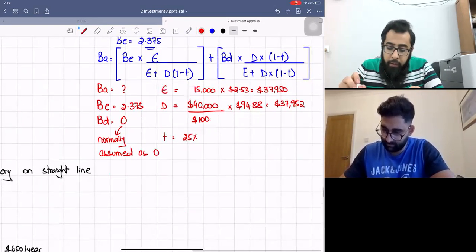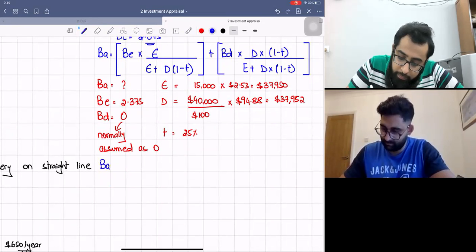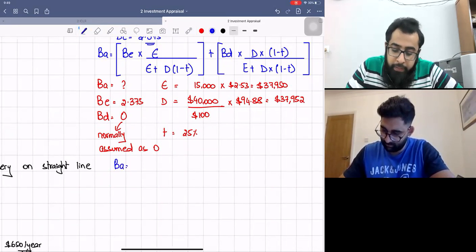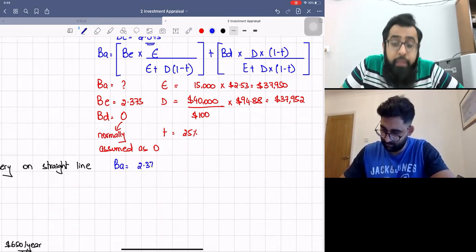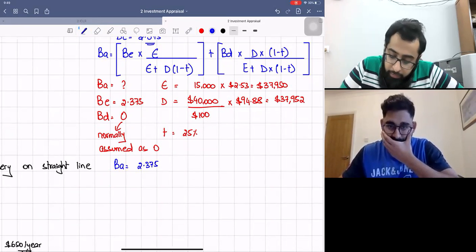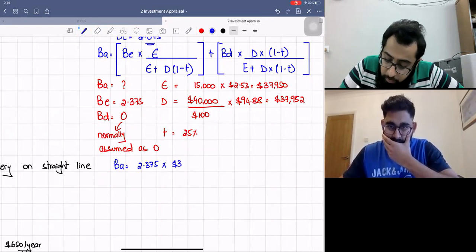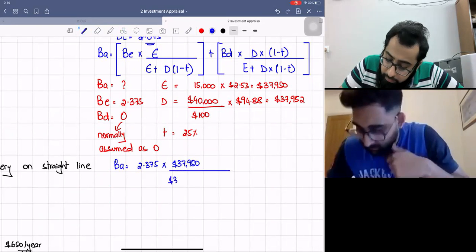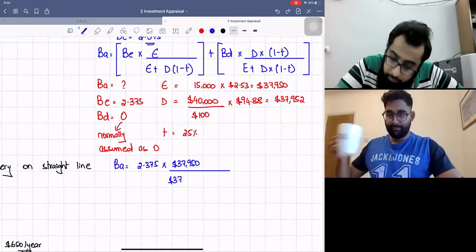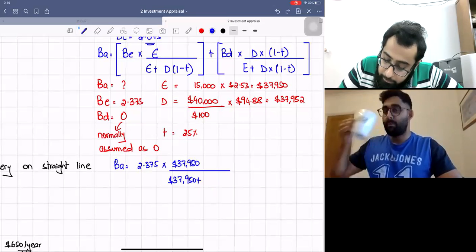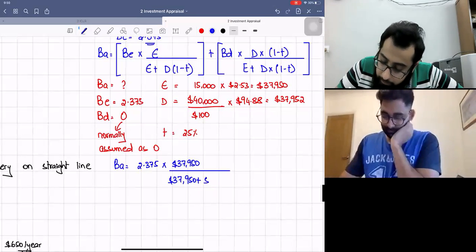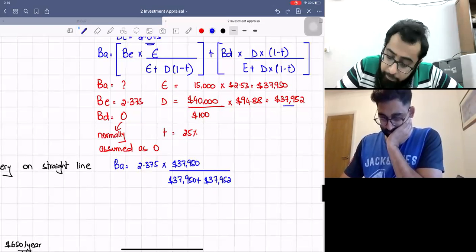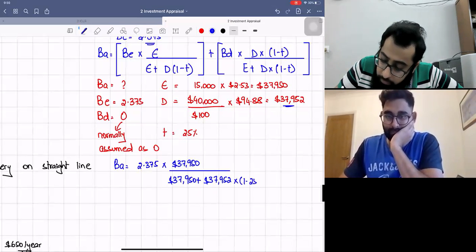Okay. So now I think we can calculate the beta asset. Beta asset is equal to beta equity 2.375 into equity 37,950 divided by equity 37,950 plus debt 37,952 into 1 minus 25%.